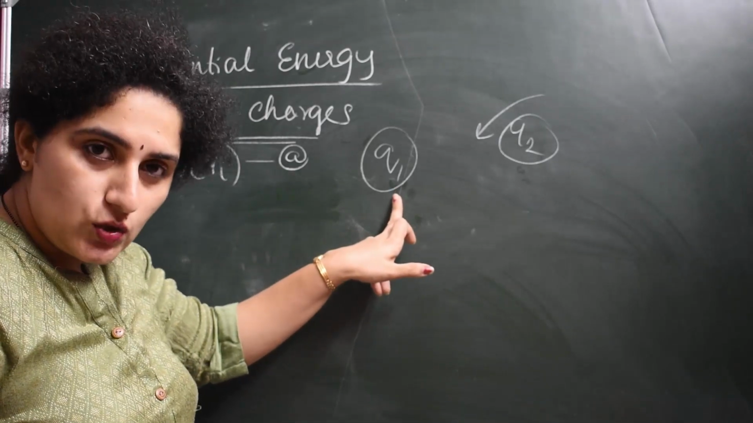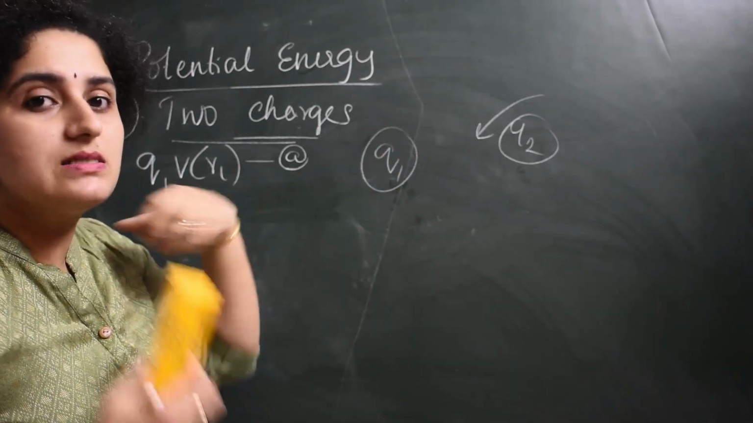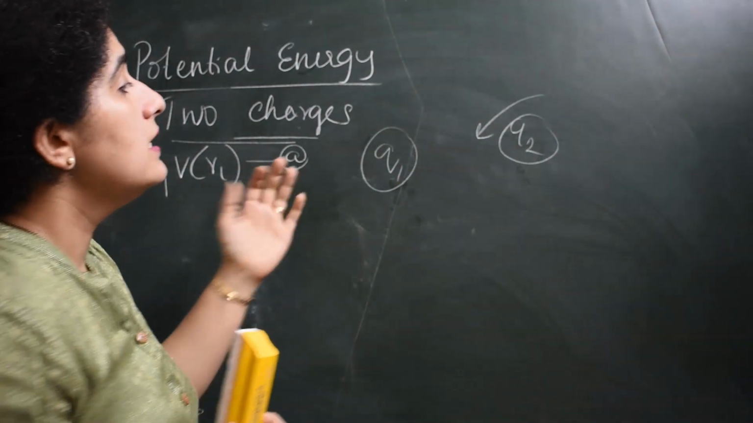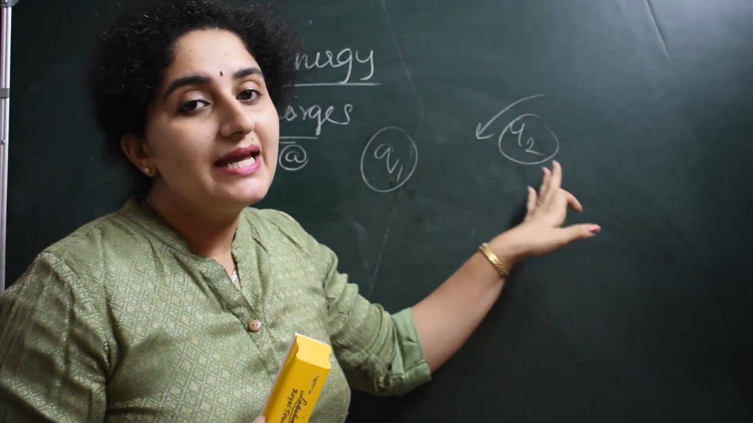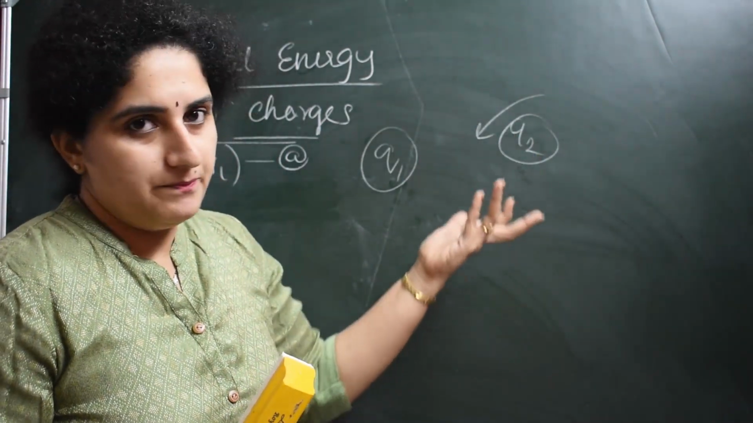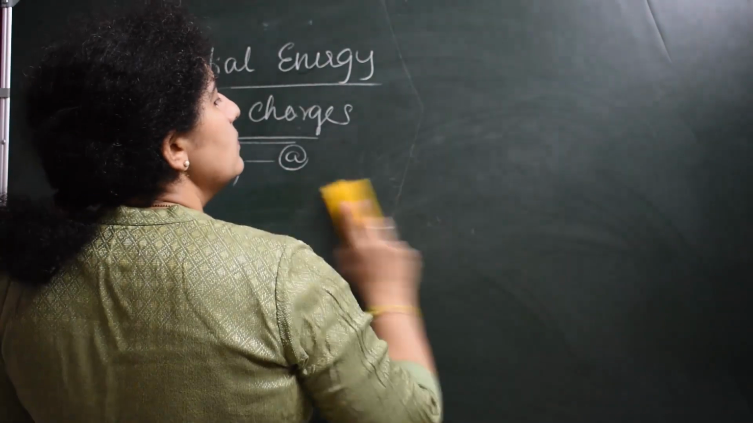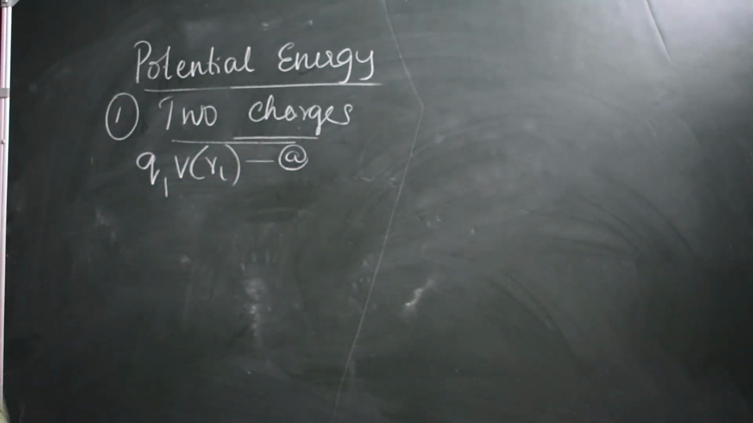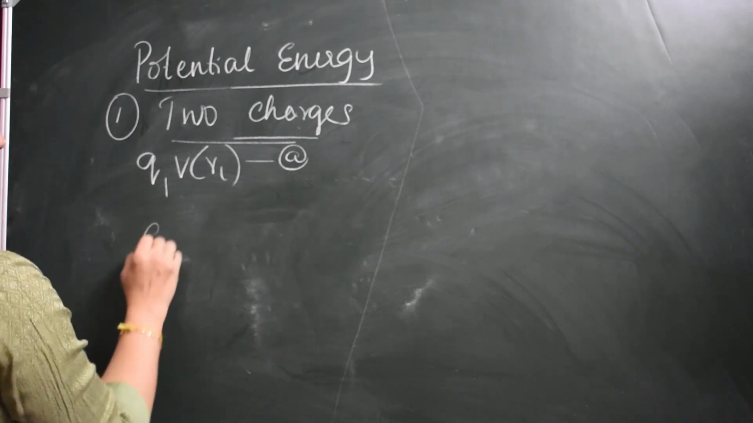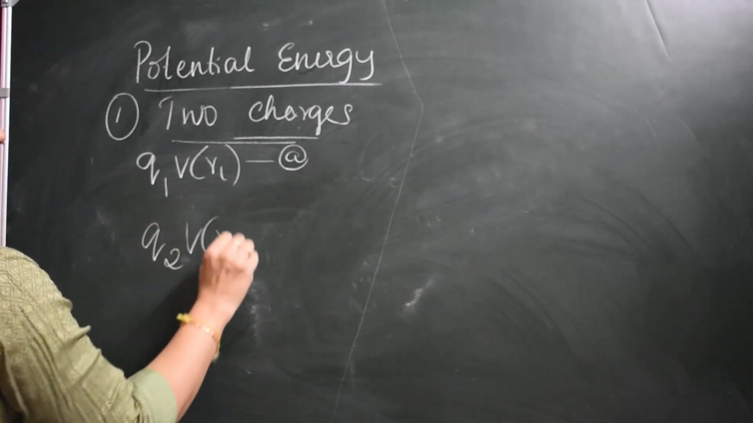Sorry, you have Q1 that will have some force or energy within it. It will oppose the bringing of one more person. So you have to do some extra amount of work. So now when you are bringing this, let it be like this only. When you bring another charge Q2, you have to do some extra amount of work, that is Q2 into V of R2.